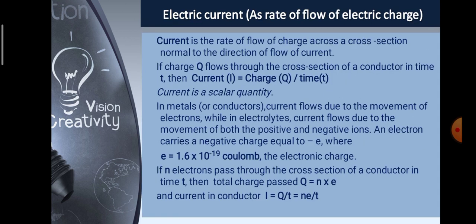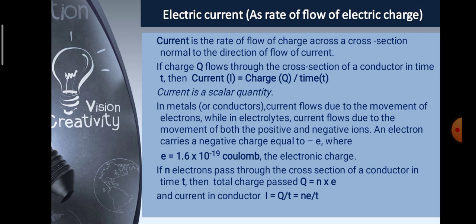Now let's see the definition of current. Current is the rate of flow of charge across a cross section normal to the direction of flow of current. If charge q flows through the cross section of a conductor in time t, then current is defined as charge by time, I = q/t. Current is a scalar quantity. In metals or conductors, current flows due to the movement of electrons, while in electrolytes, current flows due to the movement of both the positive and negative ions.